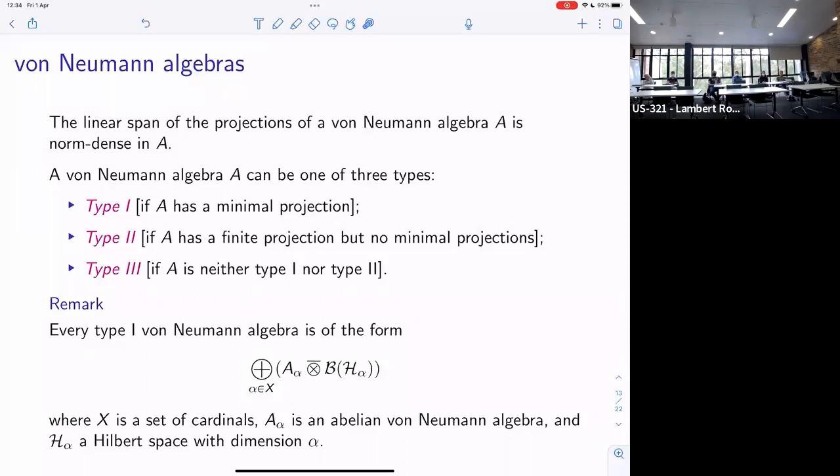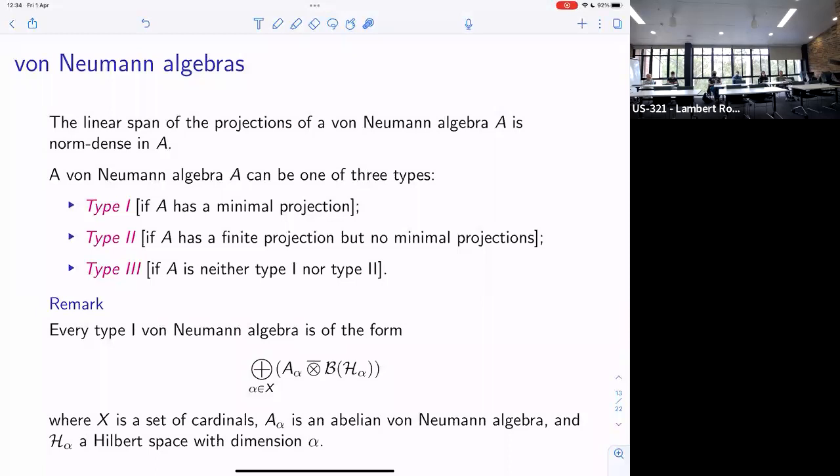And now, type 1 von Neumann algebras are just, up to isomorphism, direct sums of tensor products of abelian von Neumann algebras and the algebra of bounded operators on some Hilbert space. So in general, these are quite easy to understand. Abelian von Neumann algebras, and the algebras of bounded operators on a Hilbert space, are in general quite well understood algebras.